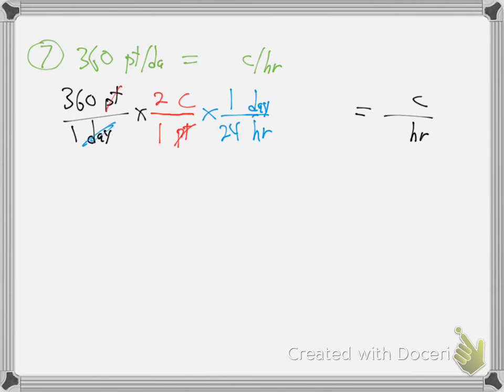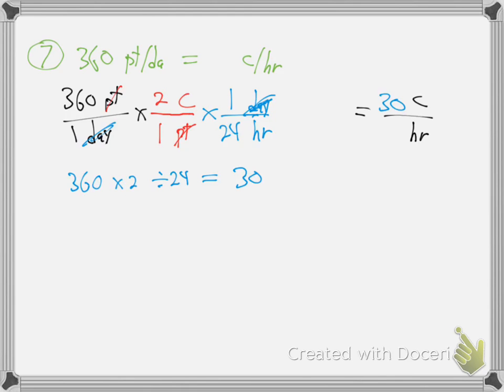Days will cancel out. Oh, so I guess it's the same as the last one, huh? I thought it was going to be an extra fraction. I was wrong. So what do you do? It's 360 times 2 divided by 24. So what's that? 30 cups per hour.